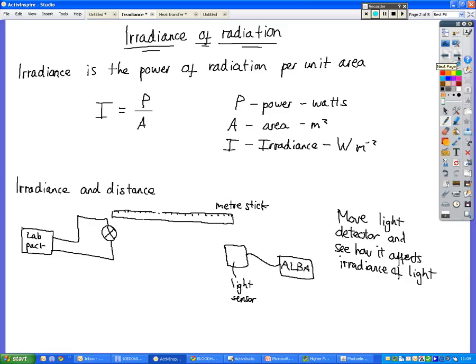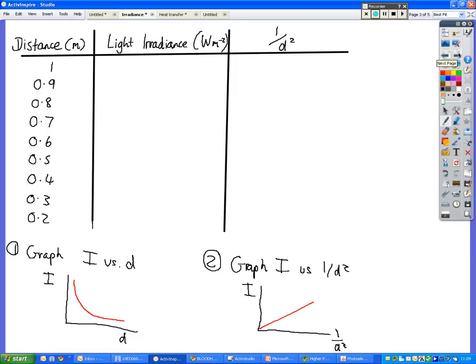So what we started out with was irradiance of radiation. Irradiance is the power of the radiation per unit area. So the amount of radiation that's fallen on a given surface. We set up an experiment to figure out what the relationship between irradiance and distance was, and moved a light detector backwards and forwards to see how it affects the irradiance of light that is at the detector. We compiled those results into a short table and graphed 2 graphs.